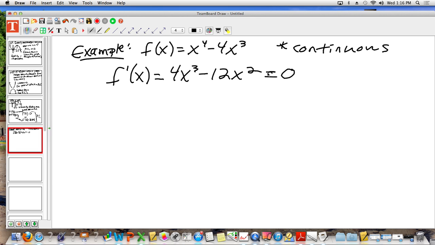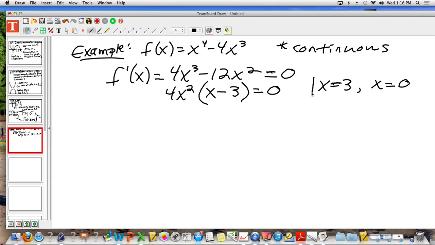What can you factor out? 4x squared, I think. Yeah, so let's take a 4x squared out. And if you factor a 4x squared out, what are you left with? x minus 3. All right. So what are critical numbers? 0 and 3. x equals a positive 3 and x equals 0. We have 2 critical numbers. We have a critical number at 3. We have a critical number at 0. I'm going to label these as being CNs. Might be helpful later. Okay?